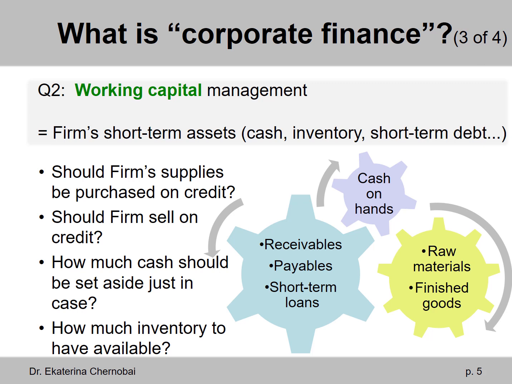So the questions there are, should we buy our supplies on credit or should we pay cash? What are the advantages of each type of purchase? Should we sell our product to customers on credit or should we require them to pay cash? How much cash should we have set aside just in case? On the one hand, if we have enough cash to cover unforeseen expenses, that's a good thing. On the other hand, too much cash may not be wise because it's just sitting there. It's not really working for you. It's not generating any sort of return.